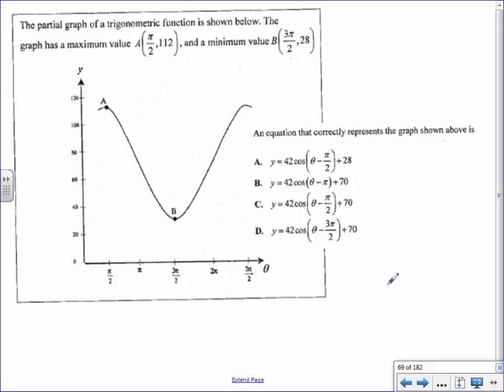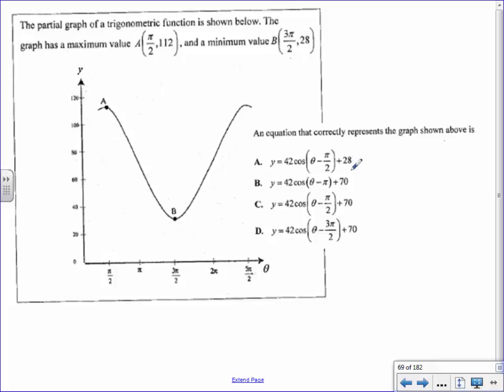Let's see whether we can handle some of these questions now that I've taught you what we have. So try this one first. This partial graph of a trigonometric function is shown below. The graph has a maximum value at A, which is at pi over 2, comma 112, and a minimum value at 3 pi over 2, comma 28. We want to figure out which equation fits this graph. So let me talk you through a couple of options.